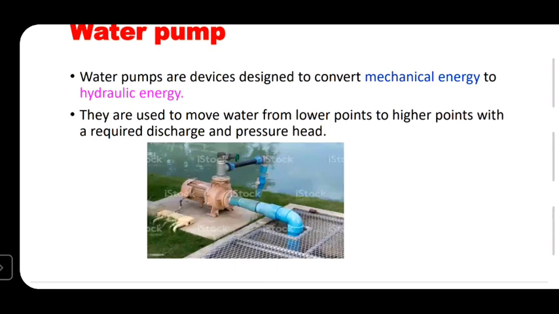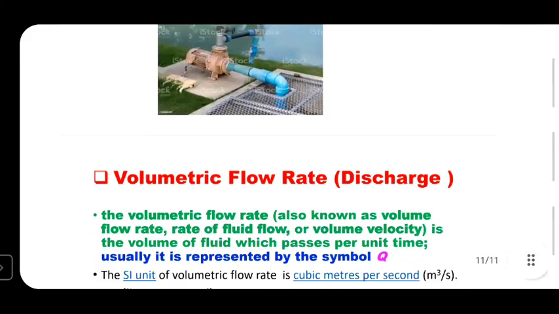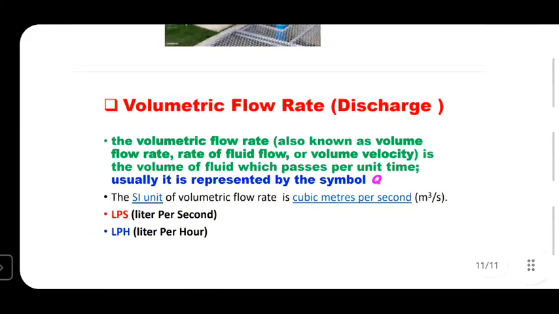Discharge, and a pressure head. Pressure head means the height difference between two points. Now discharge is nothing but volumetric flow rate.